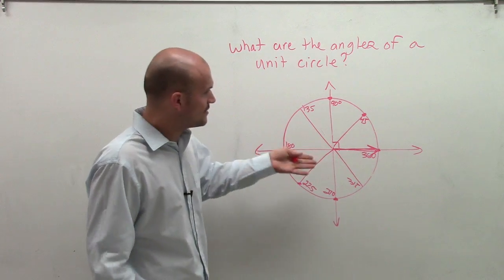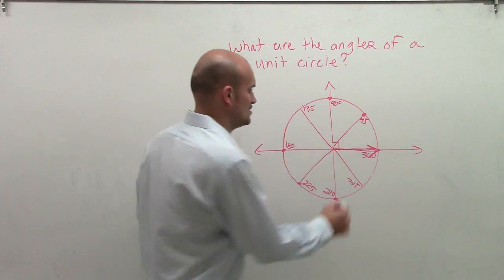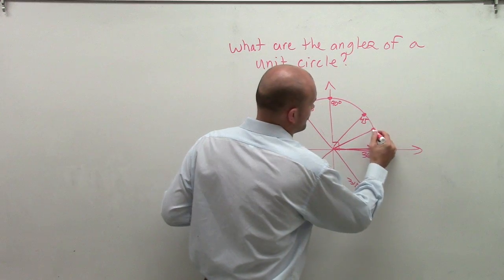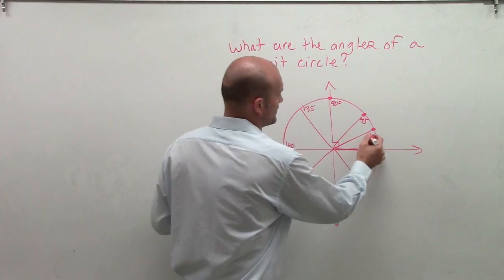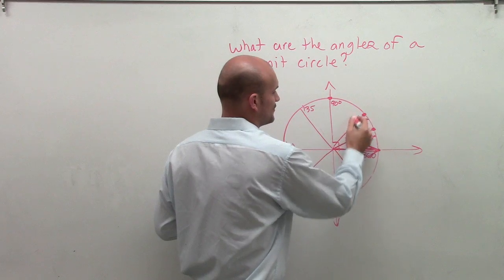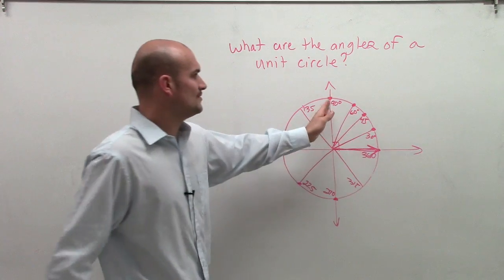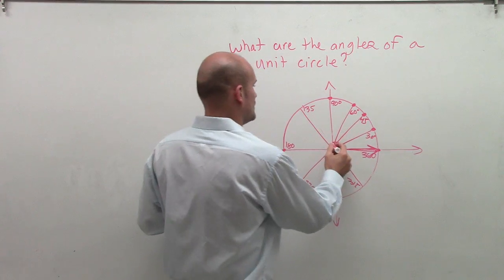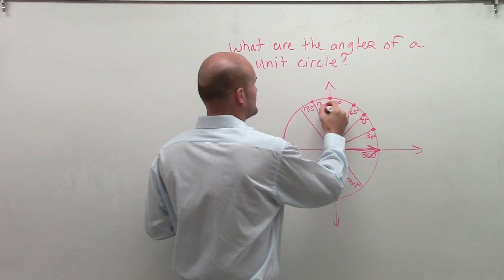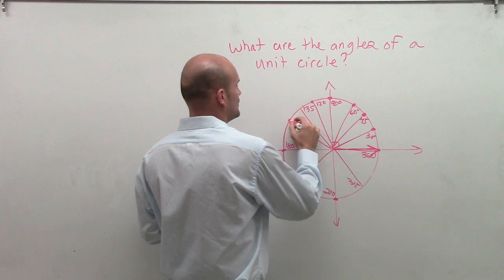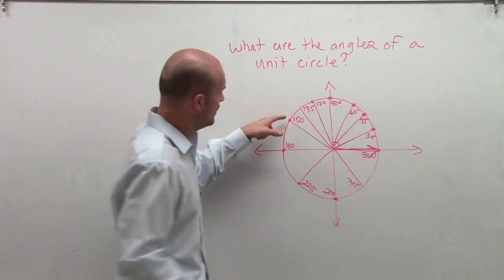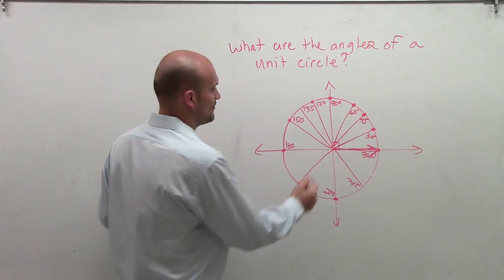Now, the next thing is, what were those other important points? Remember we first talked about how our main important point was at 30 degrees. Well, if I know that this is 30 degrees, if I add another 30 degrees, that's going to take me to 60 degrees. If I keep on adding 30 degrees, that'll take me to 90. So I add 30 degrees again, that takes me to 120. Add 30 degrees again, takes me to 150. 150 plus 30 is 180.